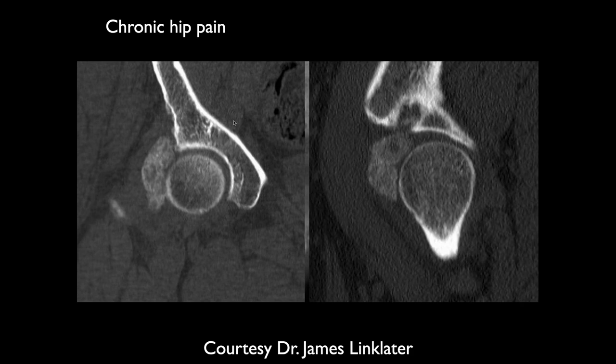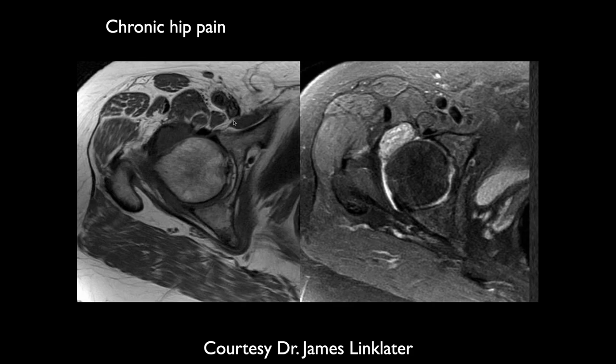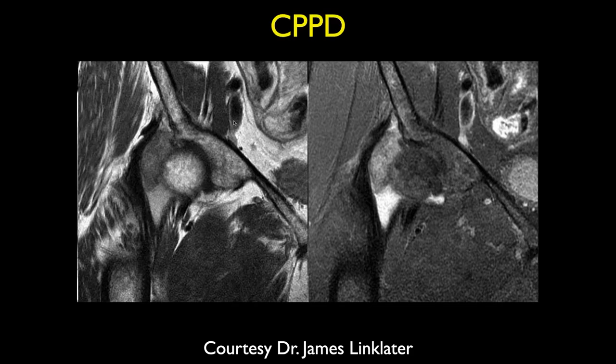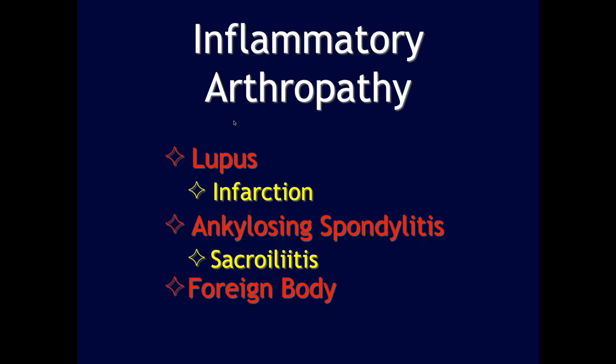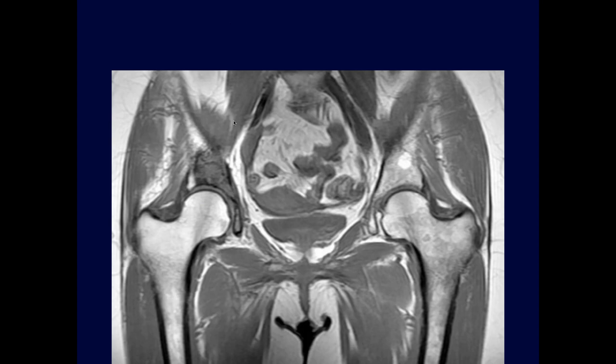So this again was CPPD disease, and my guess is that this is a lot of calcium deposited in a thick and partially chronically partially torn capsule. So we can move on to inflammatory arthropathy. Talk a little bit about lupus, ankylosing spondylitis, and then some foreign body type diseases.